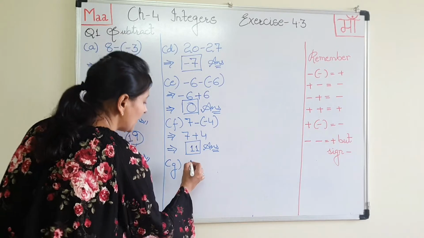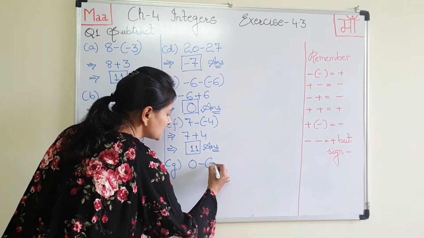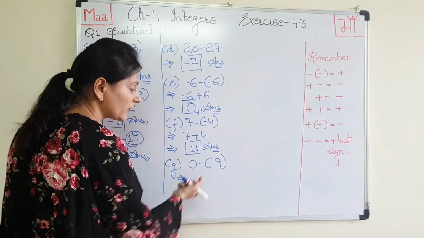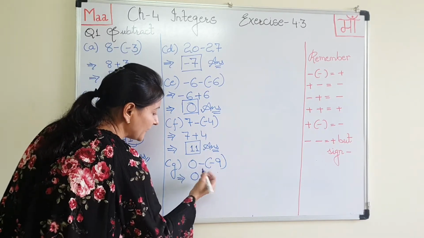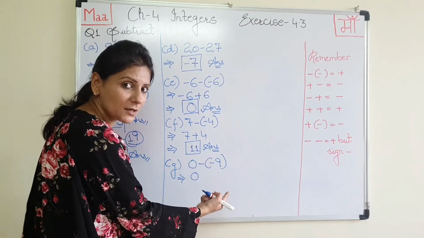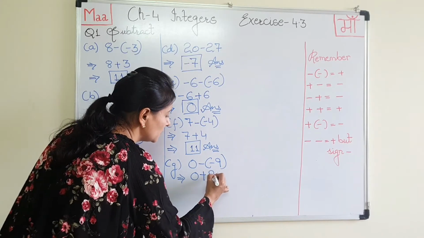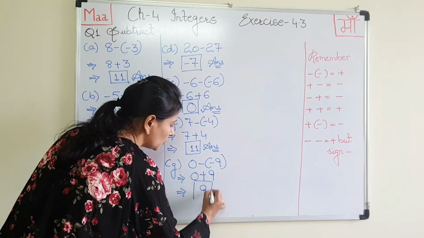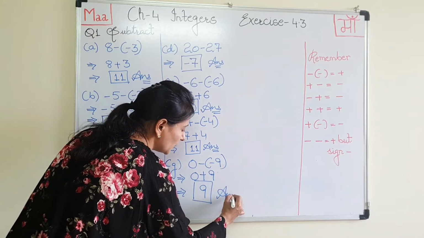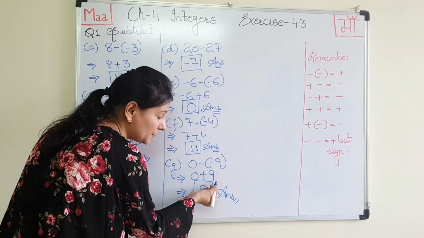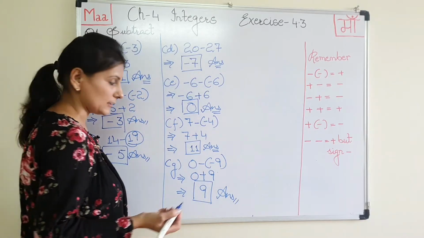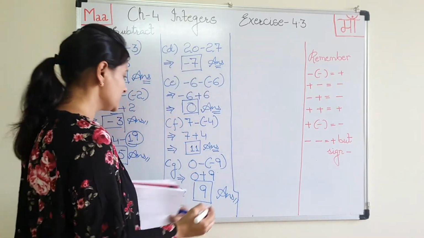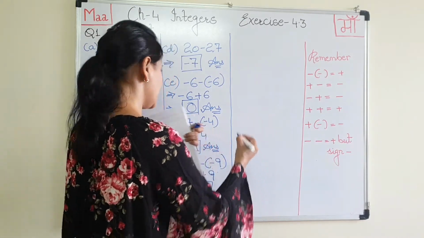Then the next part is 0 minus 9. This is your next part. Start solving it. It is having bracket, minus outside, minus inside. So it will be plus. So 0 plus 9 will give you 9. Okay. So it is plus only because the greater integer is 9 and before 9 plus sign is there. Okay. So this was your part G.